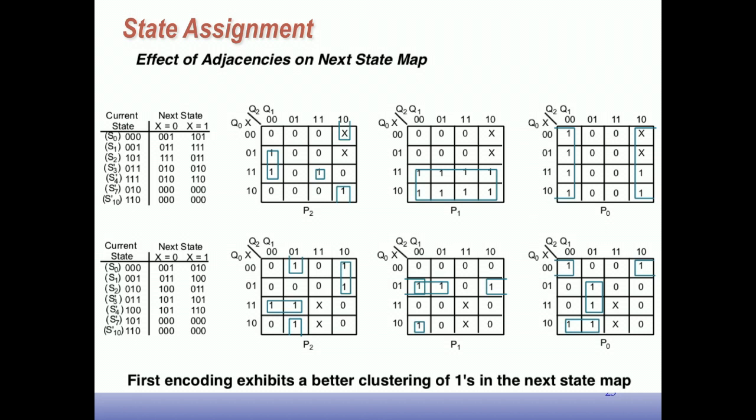You can see the result in the Karnaugh maps that are the functions for the next state logic. Here's one, and here's the other. You can see in the one on the top, the first encoding has a much better clustering of ones. So it's going to lead to maybe a more advantageous use of don't cares, and much simpler circuits than this one, which will have a more complicated circuit, more gates. Okay, so what could we do to find a state encoding that's efficient and good?